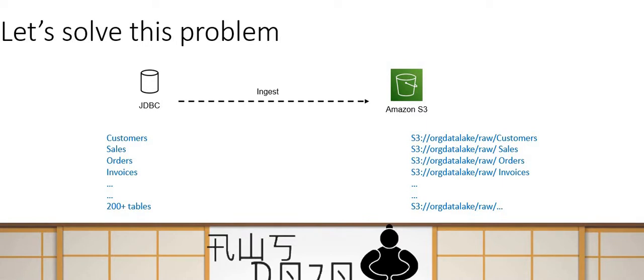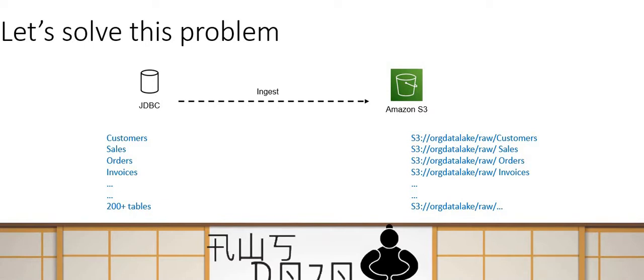So in your data platform, you have created a raw data area, and in that raw data area, you are storing your data in different folders. Customers goes to the customers folder, sales goes to the sales folder, orders, invoices folder, and so on and so forth. So the question is, how do I solve this problem? How should you be writing a glue job which can ingest such a large number of relational table data and store it in your data platform in an S3 bucket?